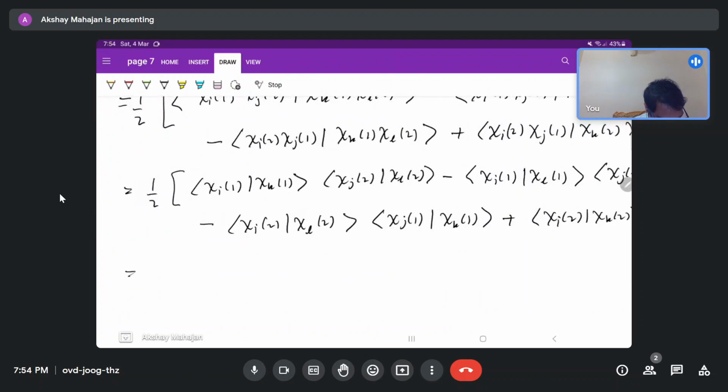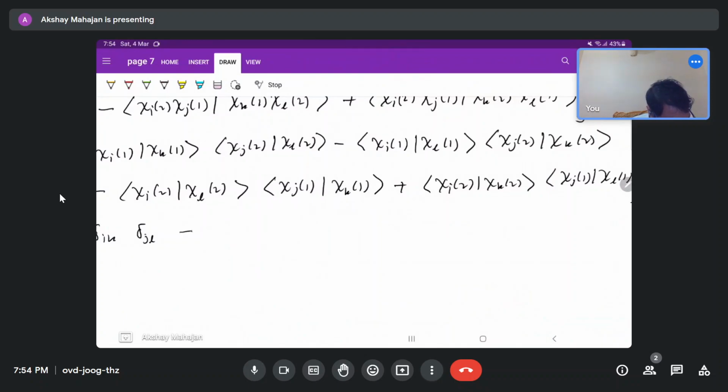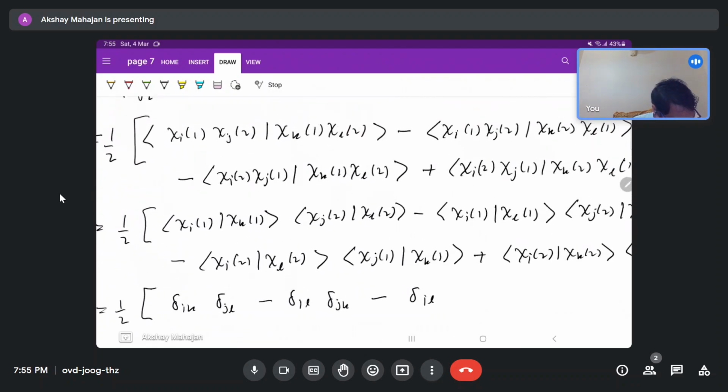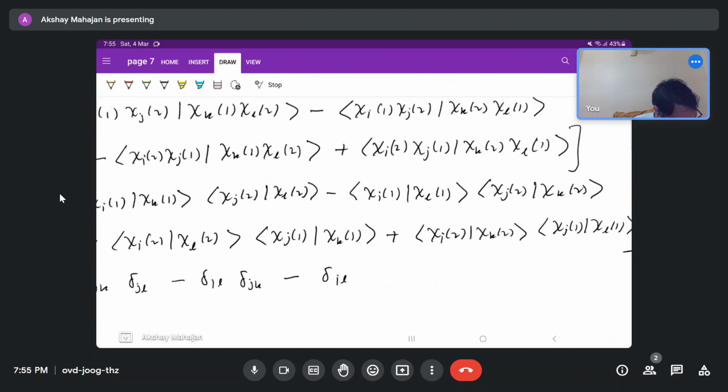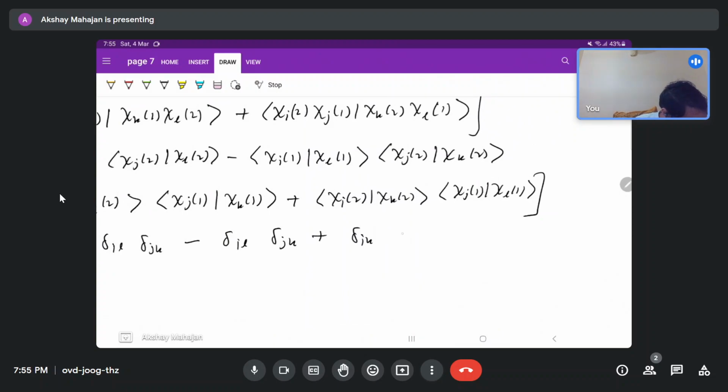Alright, now this could be written as del of, okay, now since these are spin orbitals we know they are orthonormal, so what we have is del of ik del of jl minus del of il here and del of jk minus del of il here, again we are getting del of il here, because of electron 2, and del of jk, and again I am getting del of ik and del of jl.